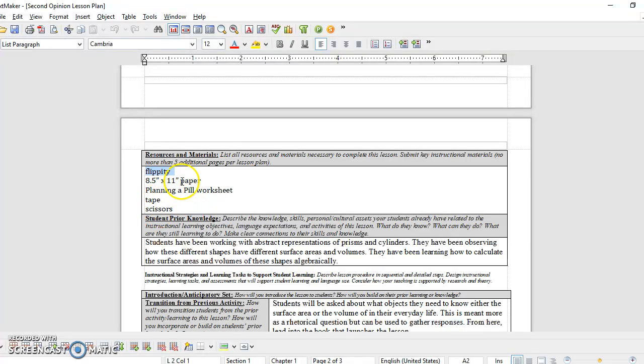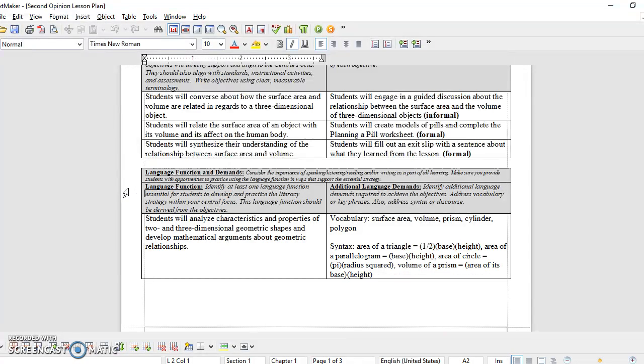Students will be using tape, scissors, and extra paper to create three-dimensional models of the pills that they have found. So here, creating the models and completing the worksheet could be split into two different assessments. I chose to create that as one simple assessment because I feel that the two activities support one another. And I created the exit slip at the very end just to see what understanding students can tell me that they have.